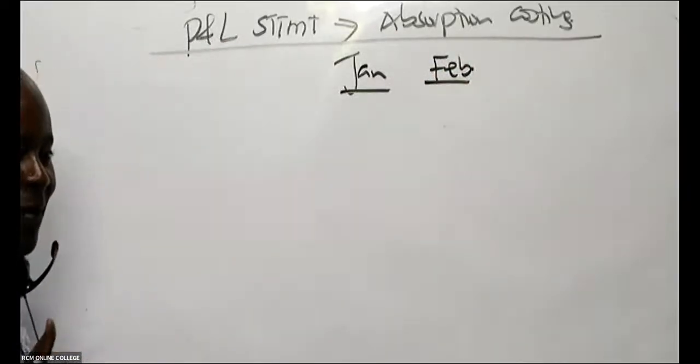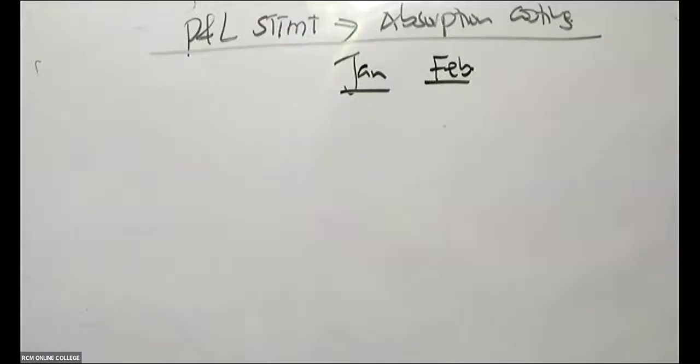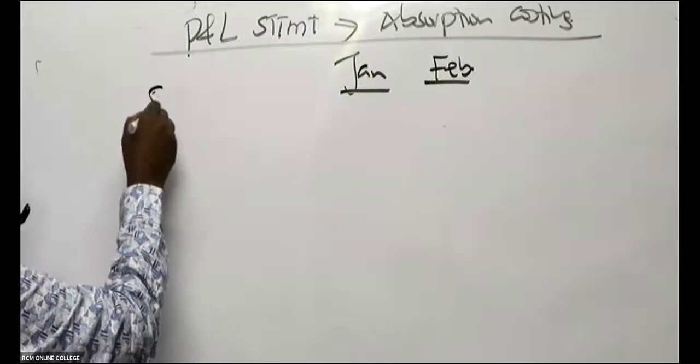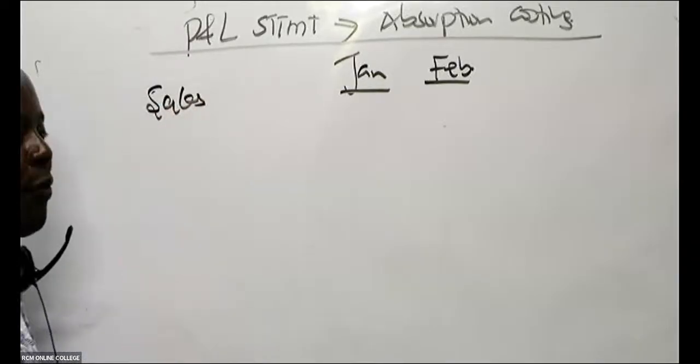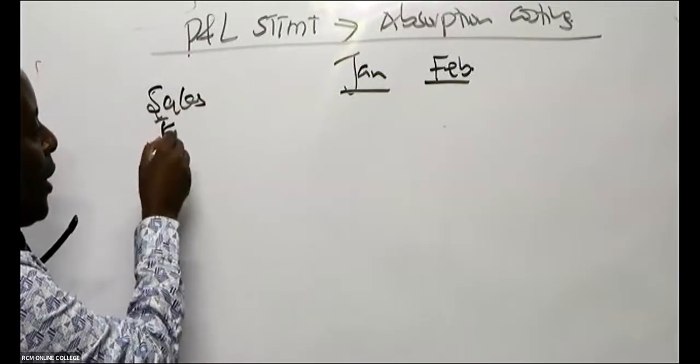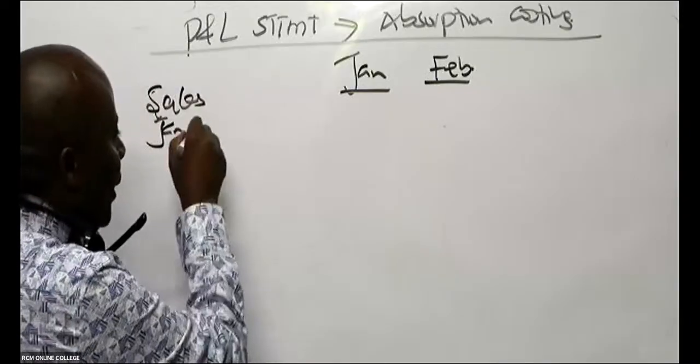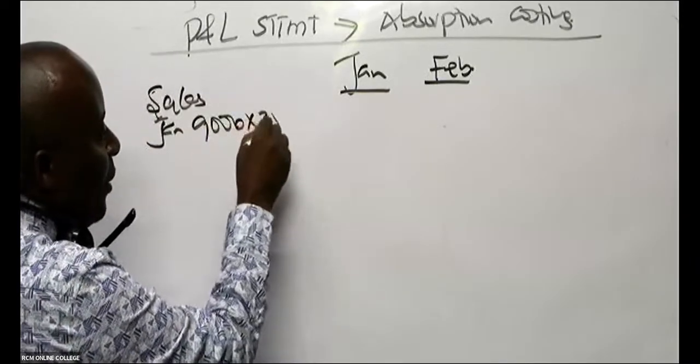But if they give me 10 months, it doesn't matter, right? I'll be able to handle this. So we start with sales. Do we know the number of units that were sold in the month of January? So 9,000, isn't it? And the selling price was 35.